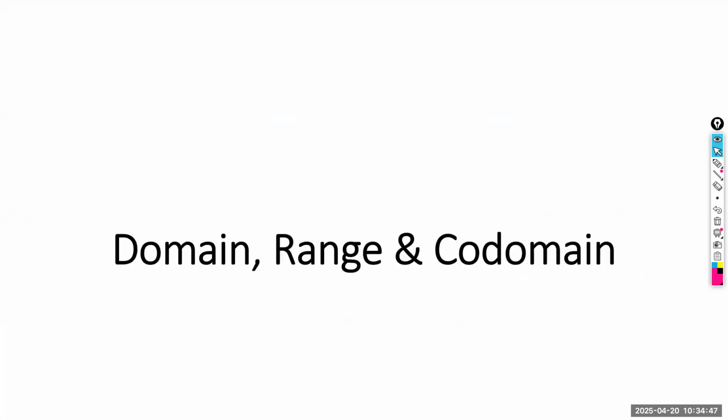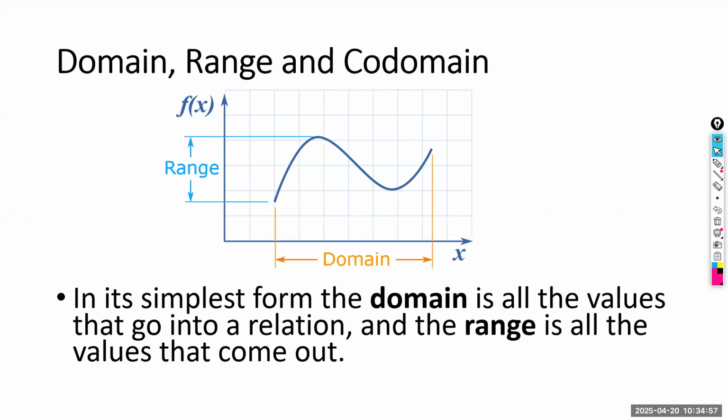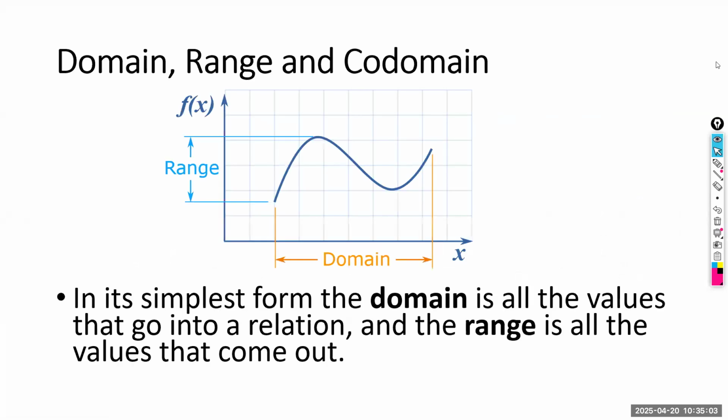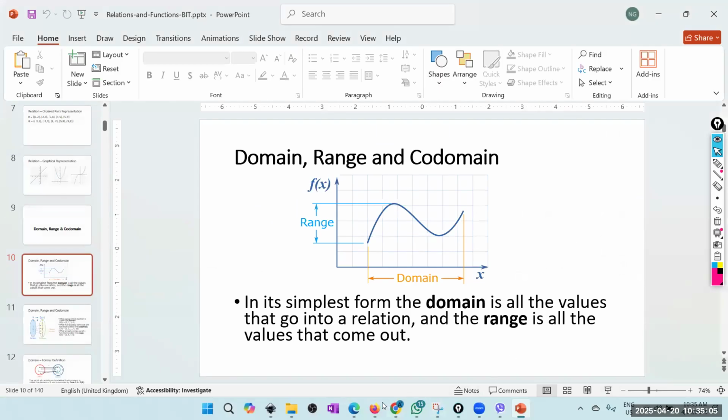Then we discussed what is meant by domain, range, and codomain. The domain is all the possible map-from values. Domain. So I think I have established.